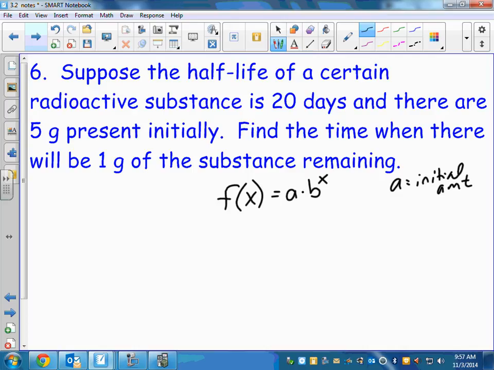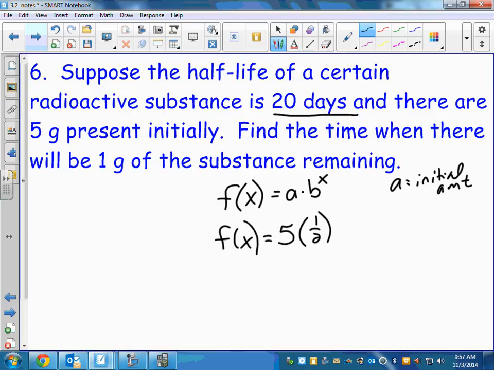We could plug in 20 days for x, and then solve for b and get this crazy decimal. But a kind of cool way to do it is that if we're talking about half-life, a is my initial amount, so it gives me a 5. We can say my base is a half, because it's a half-life. And then for your exponent, you have to throw in the half-life here. Remember, are you all taking chemistry? You know half-life means it takes this long for half of it to decay, right? So you have to think about how you could write that as an exponent so that after 20 days, half of 5 would be left.